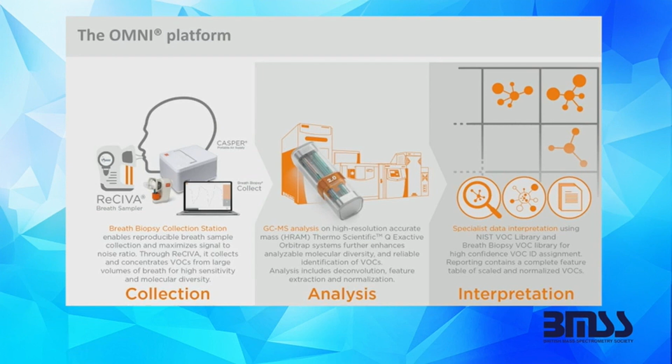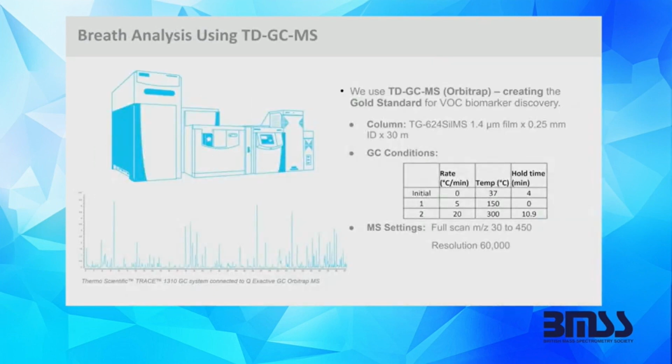The breath and blank samples were collected using our ReCIVA mouthpiece sampler with a Casper air supply, and the thermal desorption tubes used for sampling contain a multi-sorbent bed consisting of a weaker sorbent, Tenax, and a stronger sorbent, Carbograph. Then, for analysis, the samples were stored, dry purged, and then analysed on the Markes TD Thermo Scientific Q Exactive Orbitrap system. So our analytical instrumentation has been optimised to maximise the potential for detection of VOCs.